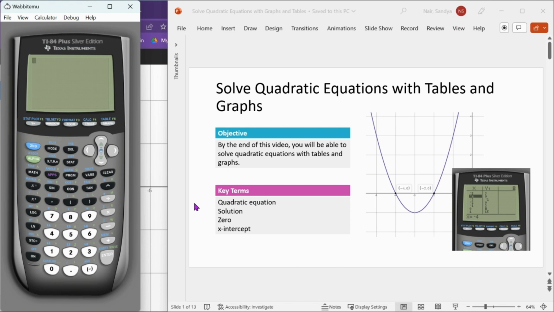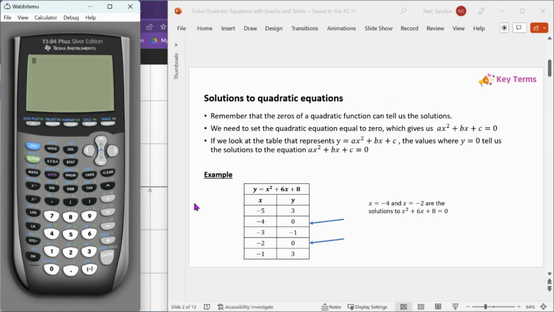In this video, we're going to talk about how to solve quadratic equations with tables and graphs. So remember that the zeros of a quadratic function can tell us the solutions. So what we need to do first is set the quadratic equation equal to 0, which gives us ax squared plus bx plus c equals 0.